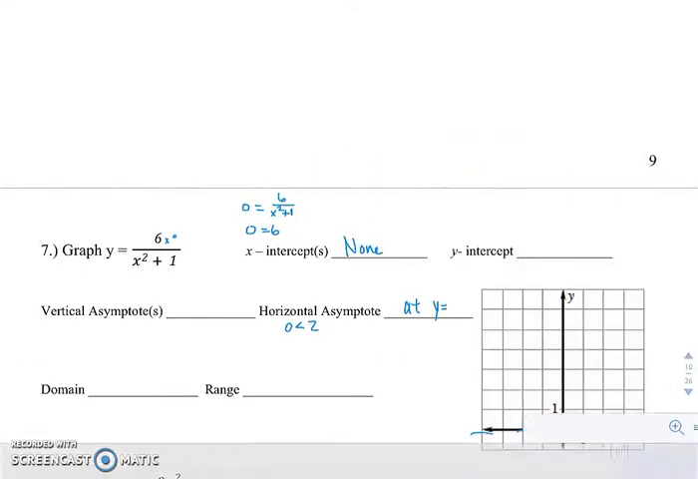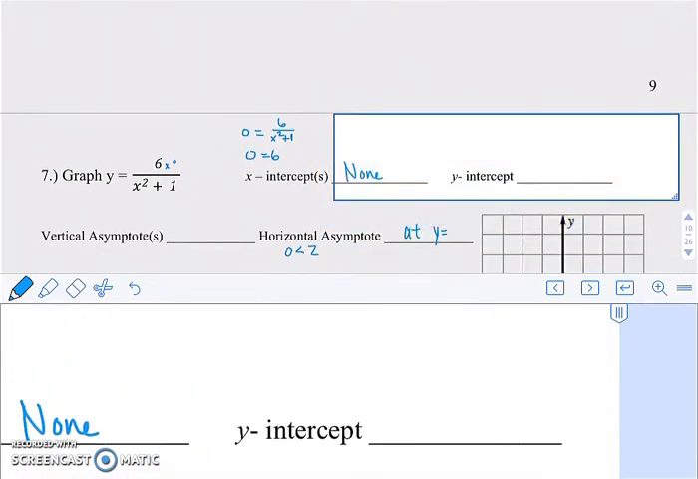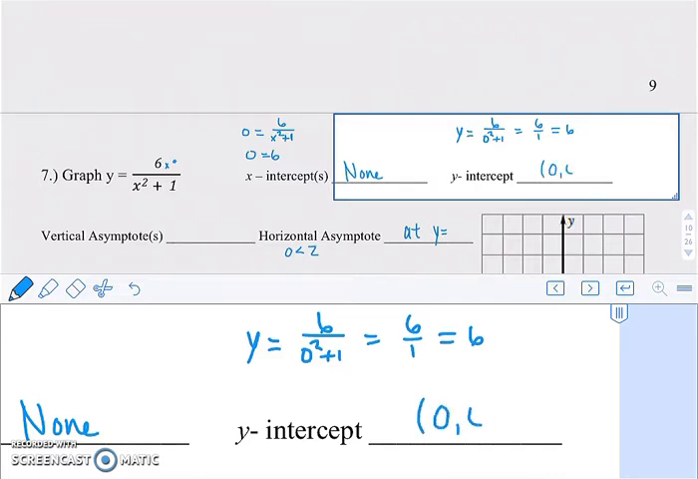For your y-intercepts, you're going to make your x 0 and solve for your y. So we're going to solve for y with 6 over 0 squared plus 1. 0 squared plus 1 is 1. So you get 6 over 1, which is 6. So your y-intercept is (0, 6). That does match with your graph.